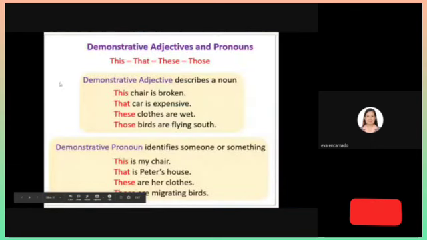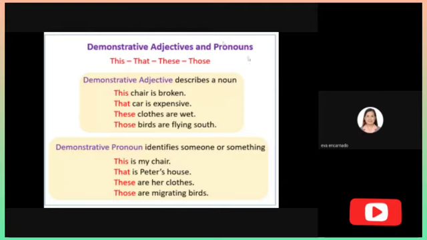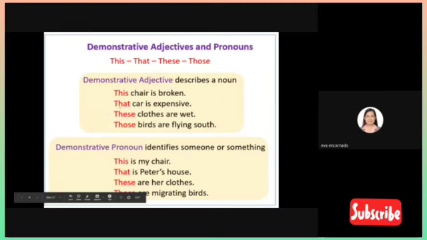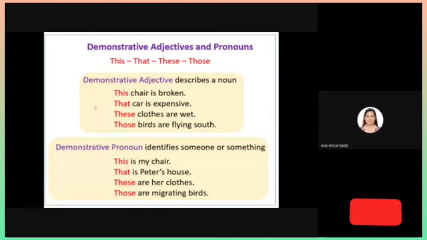Okay? But in this case, sa demonstrative adjective, paano siya gagamitin? Nakaka-confuse, teacher, kasi di ba ginagamit din siya sa pronoun? Oo, ginagamit siya sa pronoun, pero makita niyo yung difference. Demonstrative adjective describes a noun. Kailangan, katabi niya mismo yung noun. This chair, di ba, is broken. That car, di ba, pansin nyo? After the demonstrative adjective, noun agad ang katabi niya.